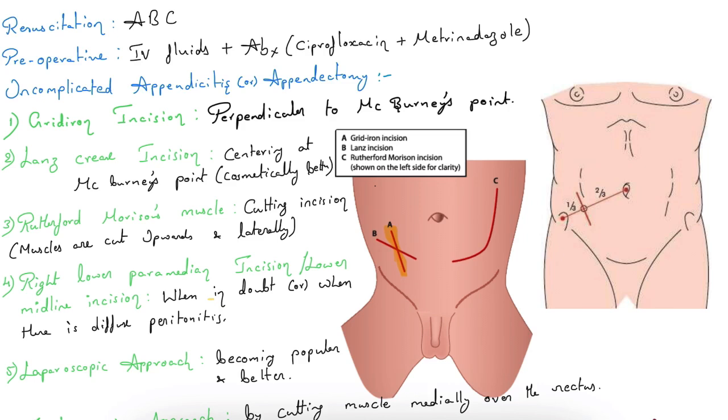Next one we can say is the Lanz crease incision. It's centered at McBurney's point, and cosmetically the scar resolves very easily. So this is the Lanz incision.